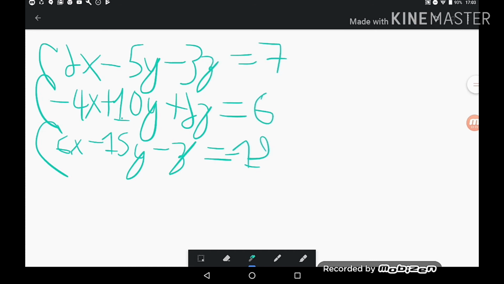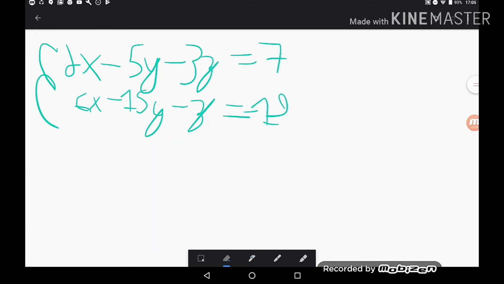Alright, we now have 2x minus 5y minus 3z equals 7. Negative 4x plus 10y plus 2z equals 6. And 6x minus 15y minus z equals negative 19. So once again, pick any two you want to work with. It does not matter how you do it, you will always get the same answer. So I decided to do these two and bring in negative 4x plus 10y plus 2z equals 6 later. Alright, let's get started with this.